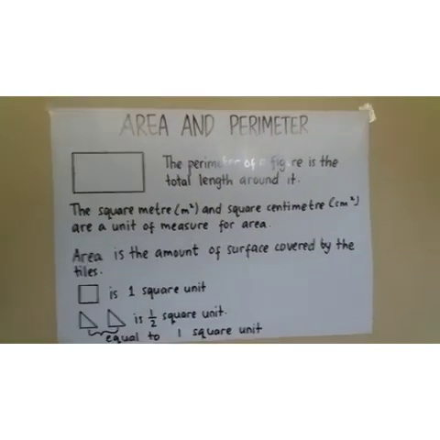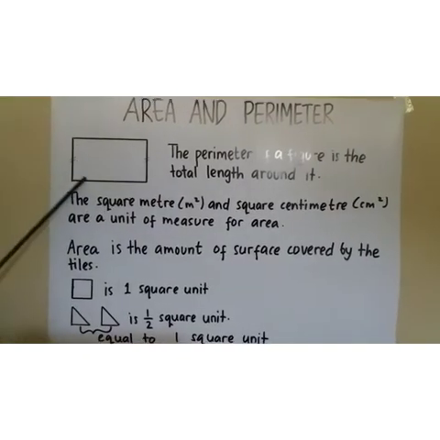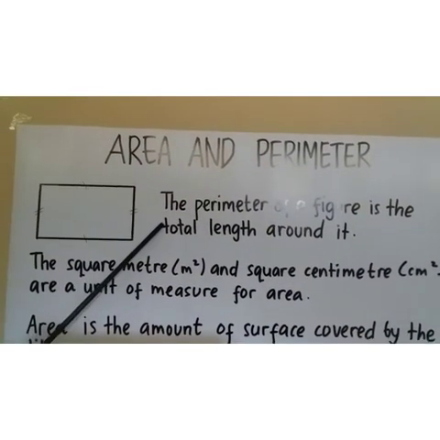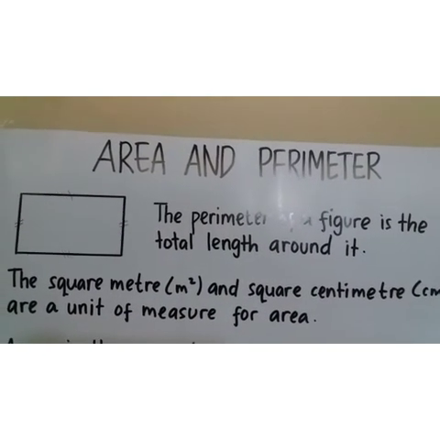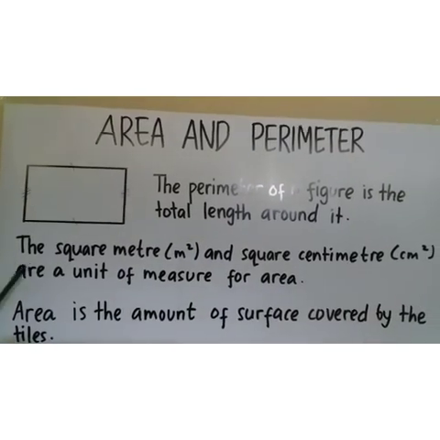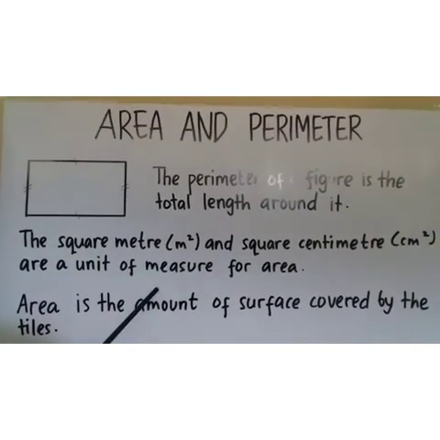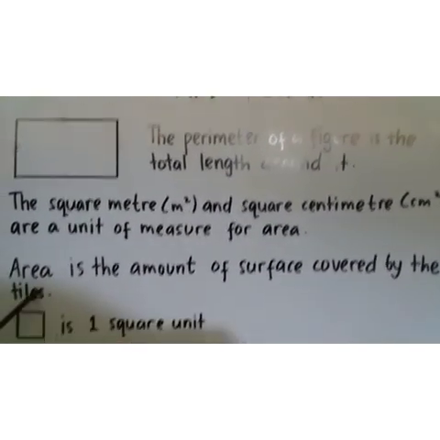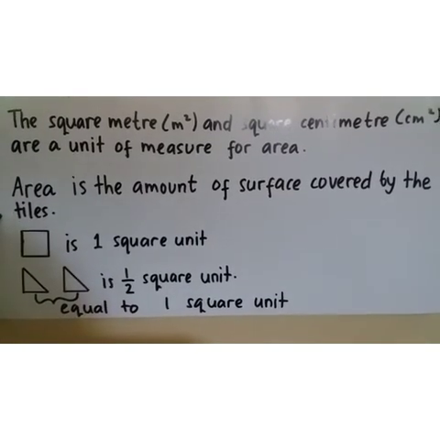Okay, next we continue our lesson chapter 16 about area and perimeter. Look at this picture. What is this? This is a rectangle. The perimeter of a figure is the total length around it. The perimeter means keliling dari suatu bangun. The square meter and square centimeter are units of measure for area. Area means luas. Area is the amount of surface covered by the tiles.